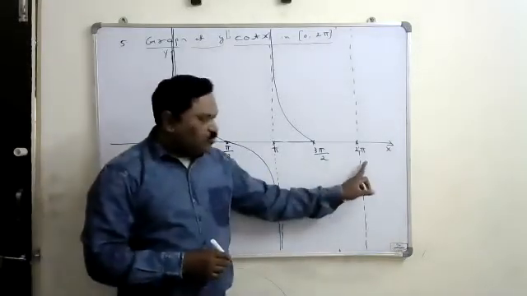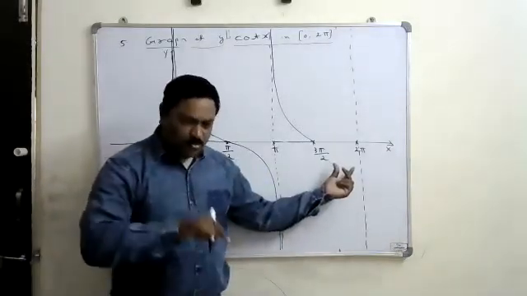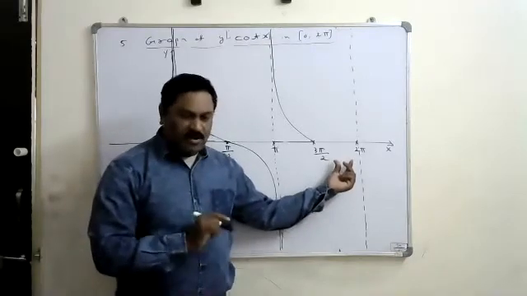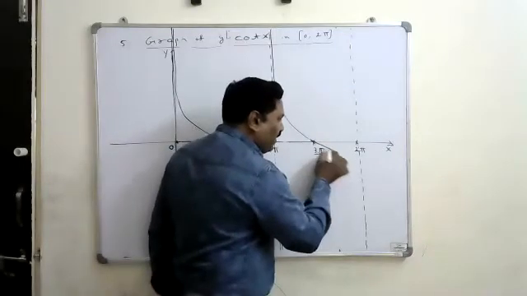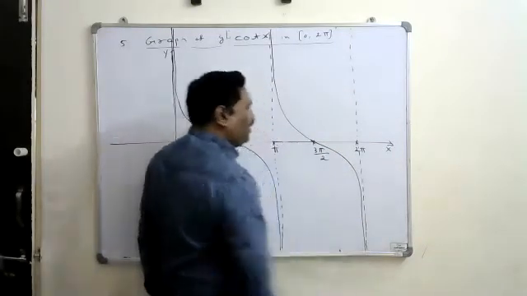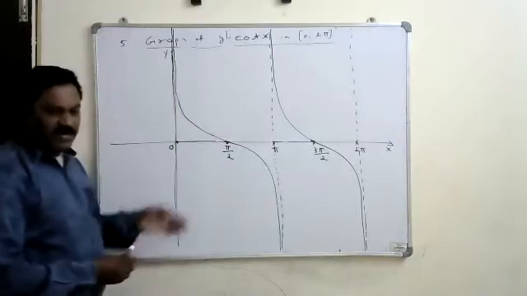Again, 3 pi by 2 to 2 pi, this is the angle of the fourth quadrant. In the fourth quadrant, cot is negative. Means for all these angles, cot gives negative values, means it goes to negative infinity. This is the graph of cot x.